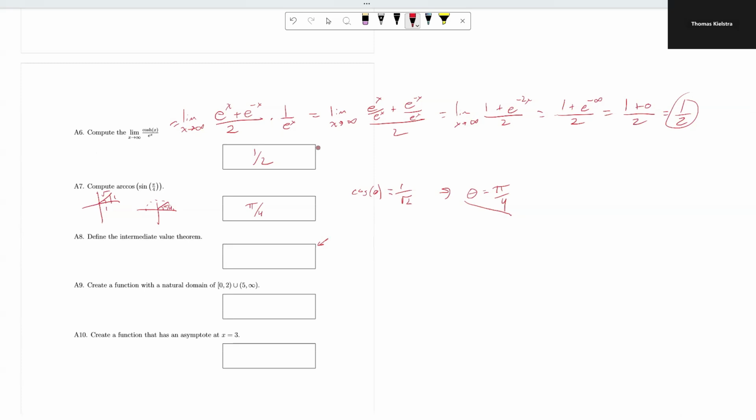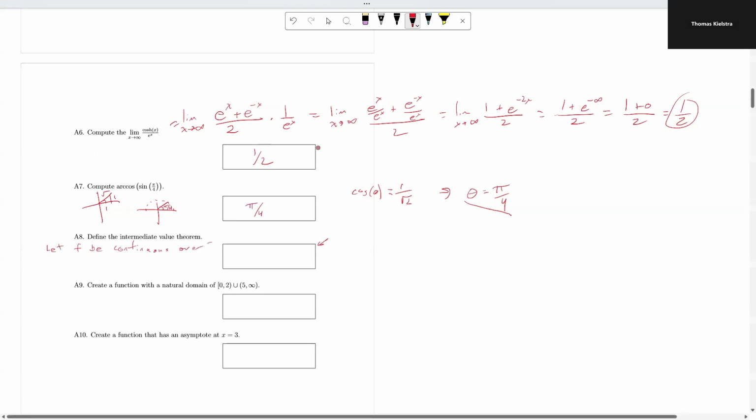The intermediate value theorem states that, let f be continuous over [a, b] and Z lies between f of a and f of b, then there exists a c in the open interval (a, b) such that f of c equals Z.